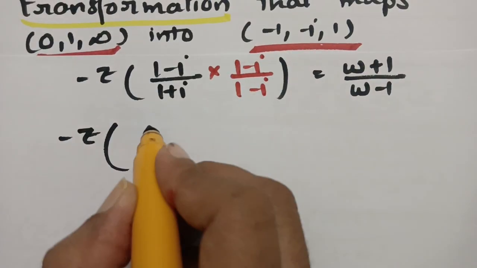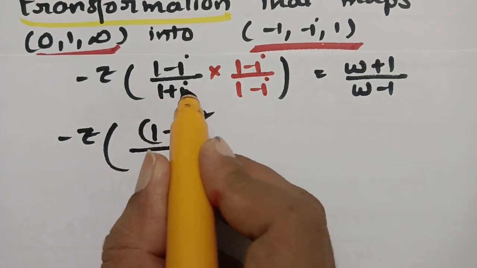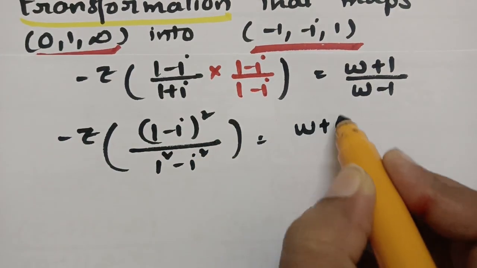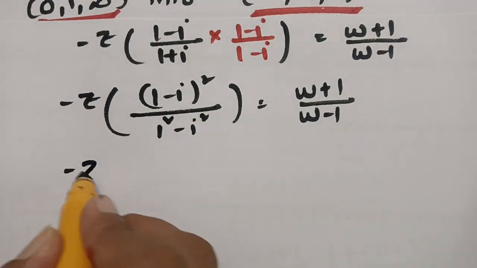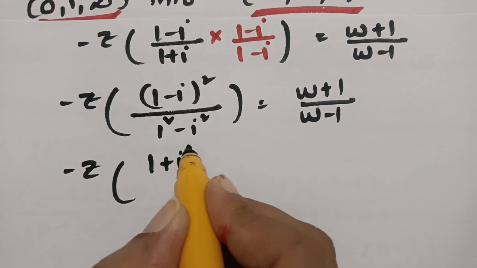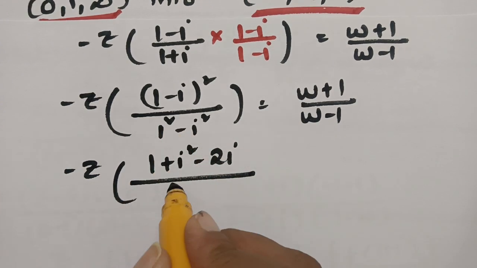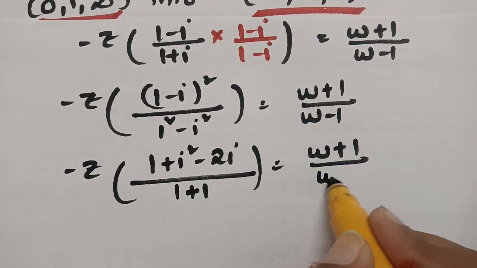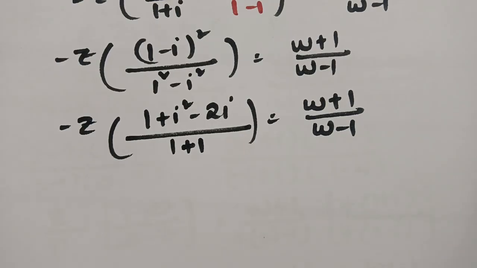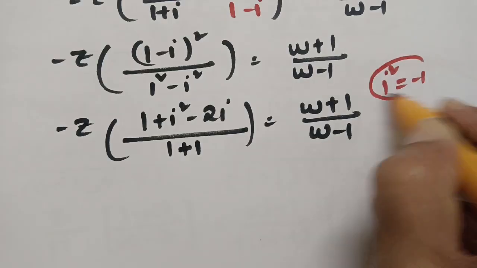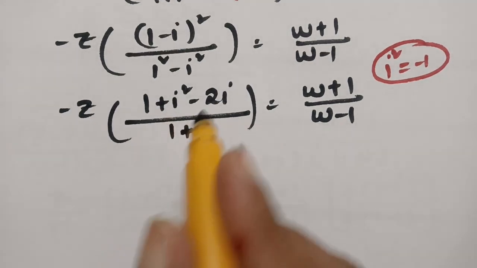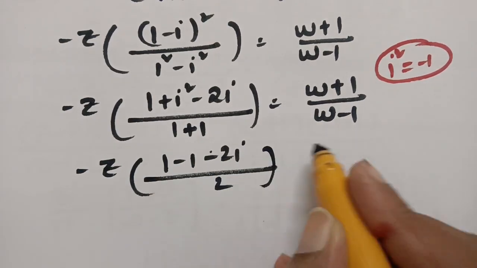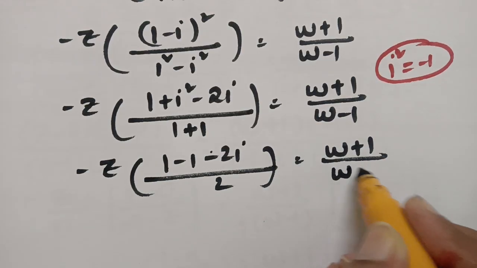So this is 1 minus I for 2 times. This is 1 minus I whole square. And this is A plus B into A minus B, so this is A square minus B square. And this is again W plus 1 by W minus 1. So if I expand this one, this is A square plus B square minus 2AB, and 1 square is 1, I square is minus 1, so this will be plus, and this value is W plus 1 by W minus 1. As everybody knows that I square value is minus 1, I am applying it here. Therefore this is 1 minus 1 minus 2I by 2, which is equal to W plus 1 by W minus 1.